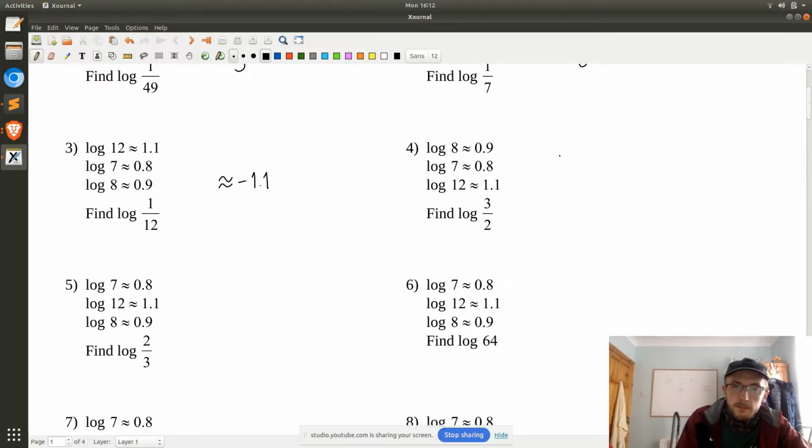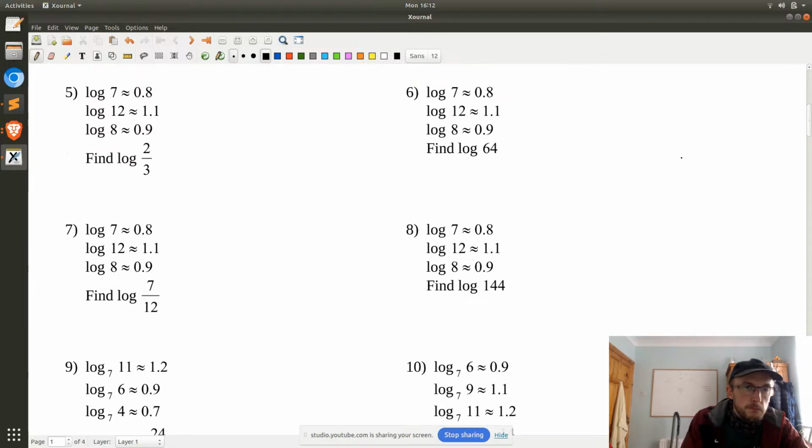3 over 2. So that's log of 12 over 8, which is the log of 12 take log of 8, so 1.1 take 0.9, so about 0.2. 2 over 3 will be the log of 8 over 12, which is 0.9 take 1.1, which is approximately negative 0.2 in this case.